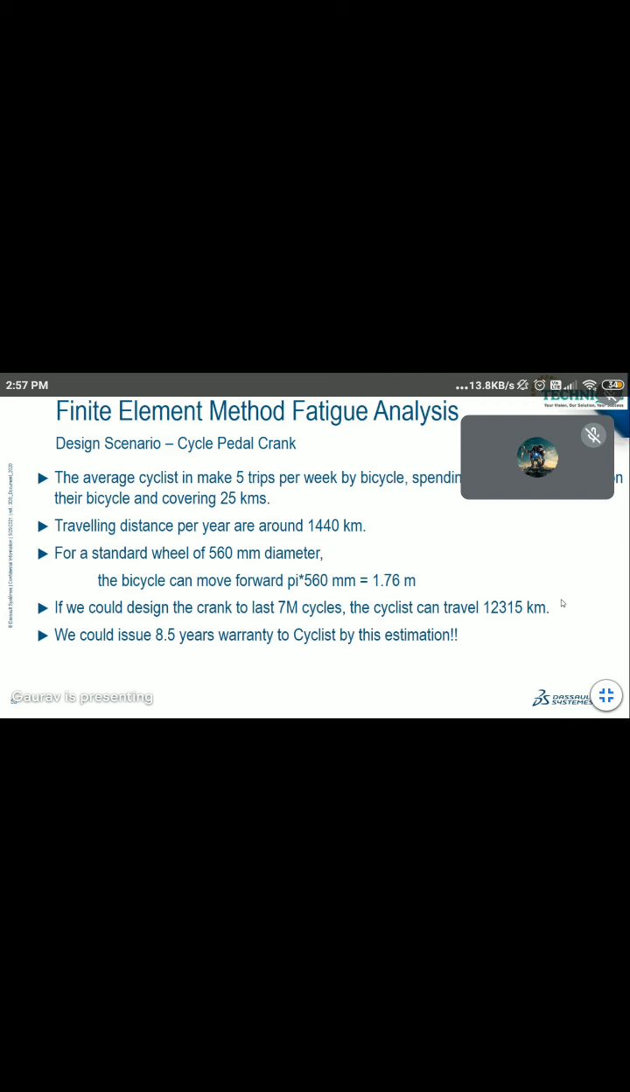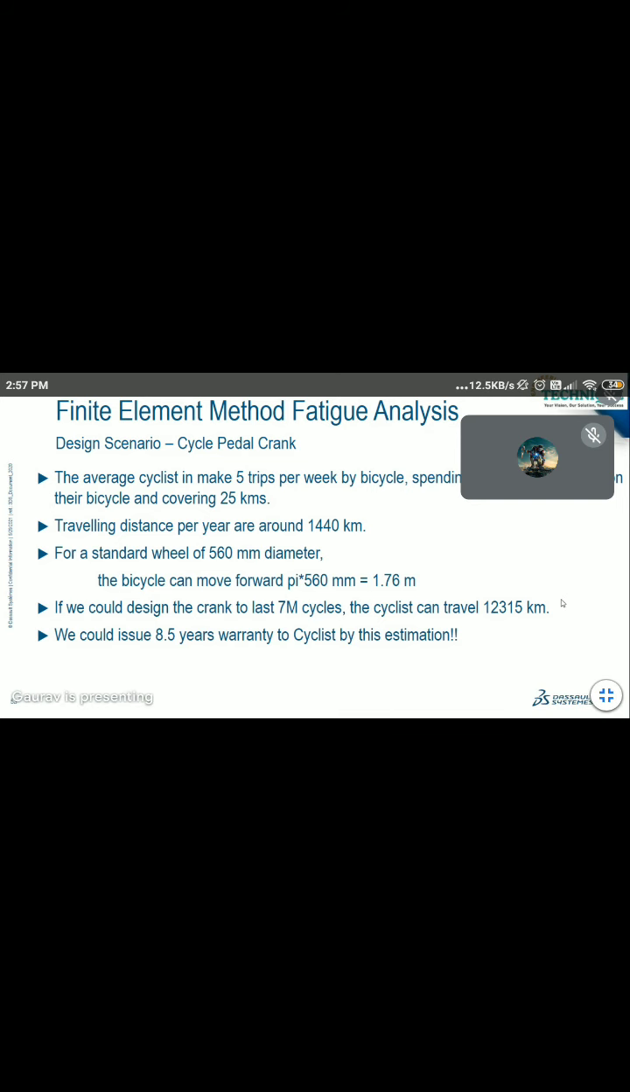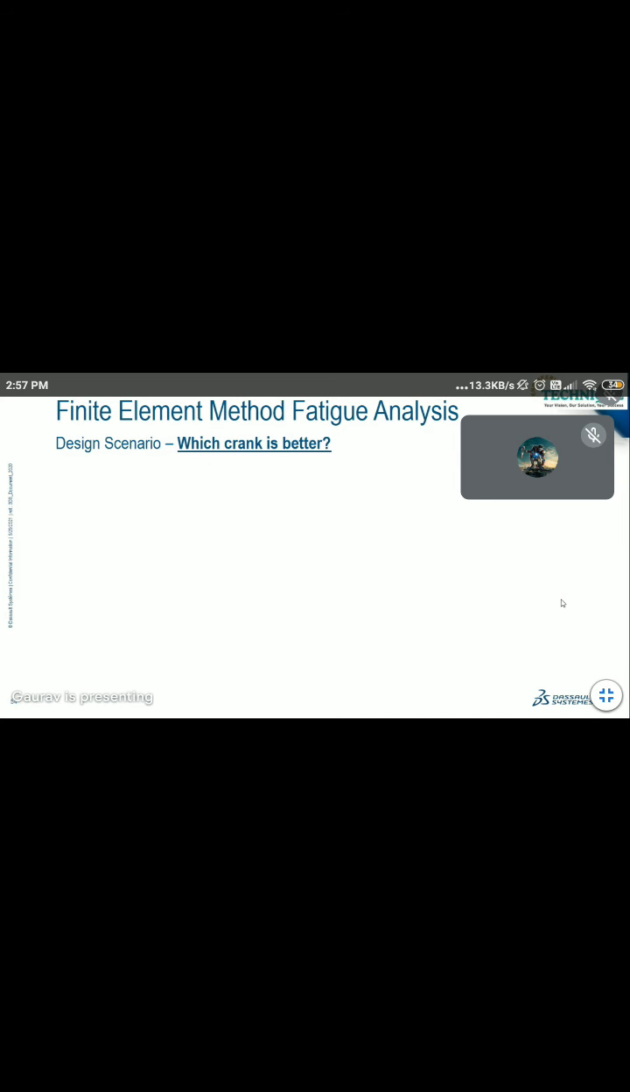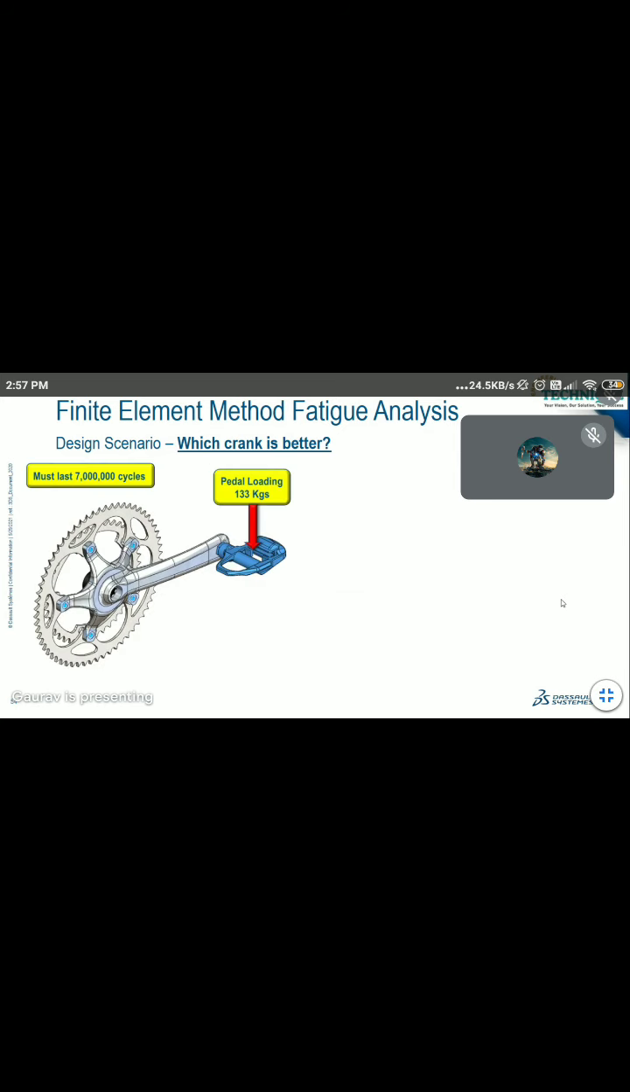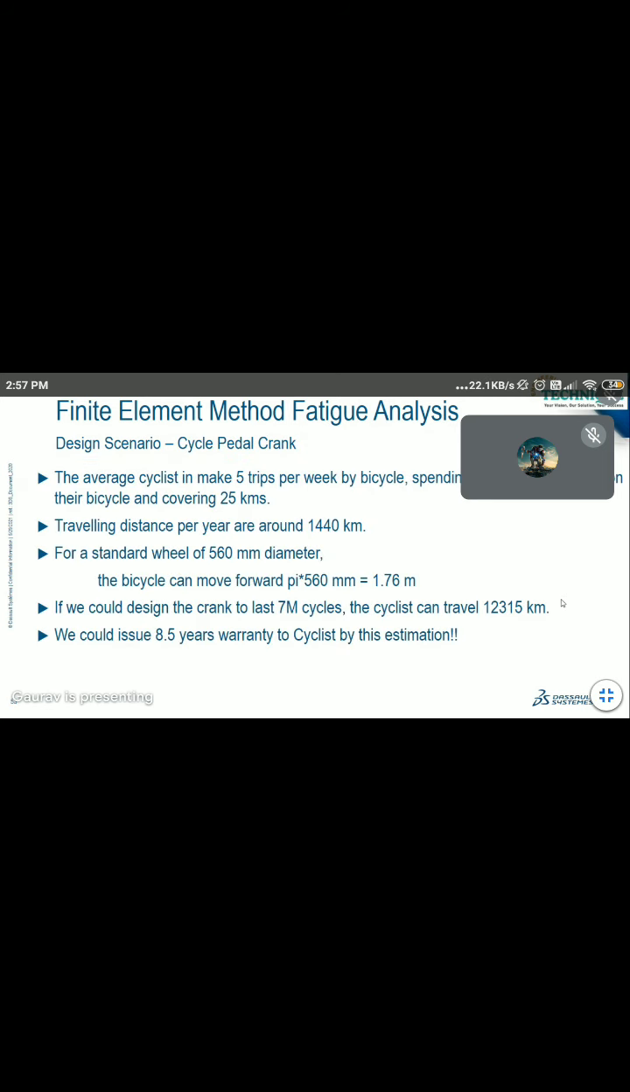So if we could design the crank to last 7 million cycles, the cyclist can travel 1,23,015 kilometers in his lifetime, which could issue 8.5 years of warranty. So I did some reverse calculation, correct? And let us check which crank design I would be doing is better. It should satisfy certain criteria, that it should have 7 million cycles.